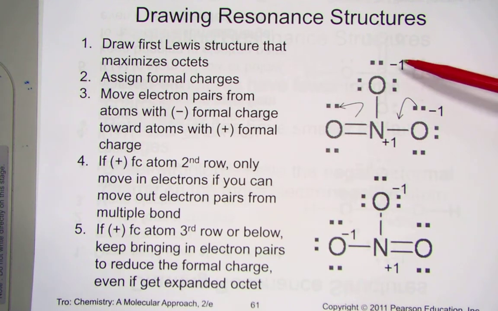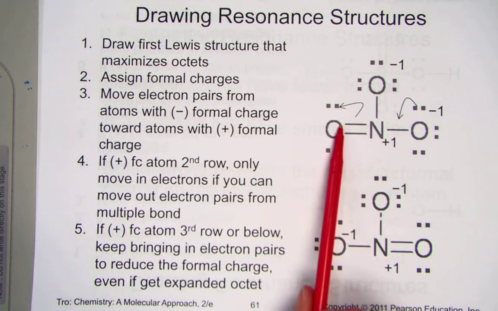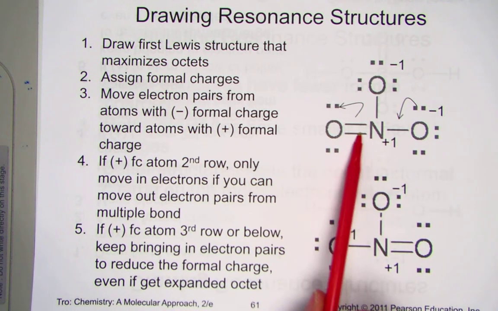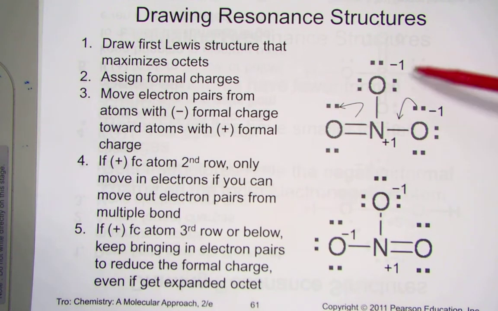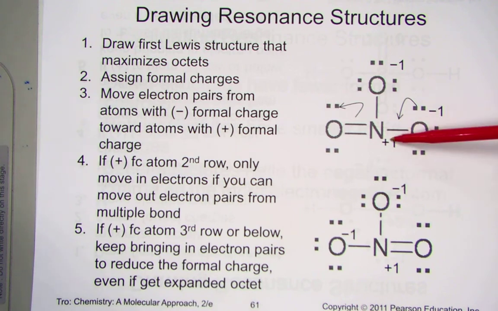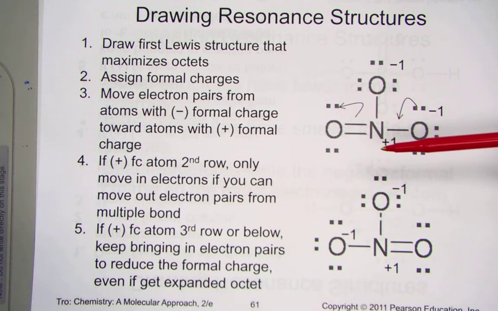Draw the Lewis structure that maximizes the octets, as in the structure for NO3. Nitrogen's placed in the center, and as you draw the Lewis dot structure, we had a double bond going to the left and a single bond going to each of the other oxygens. You can see that they assigned formal charges. Nitrogen ended up with a +1. Two of the oxygens ended up with a -1. And of course, this oxygen has a 0 formal charge.